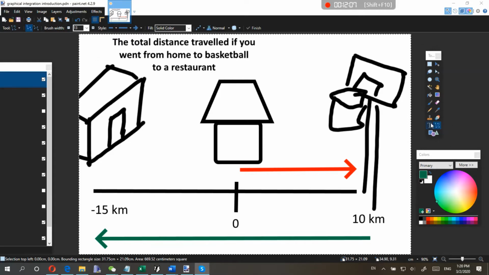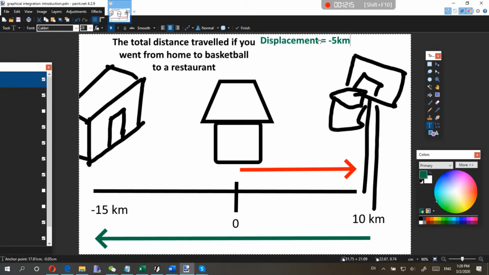So I can say displacement is negative 5 kilometers, 5 kilometers to the left. What's our total distance traveled though? 25. 25 kilometers. Perfect. Okay, so for displacement, your direction matters.